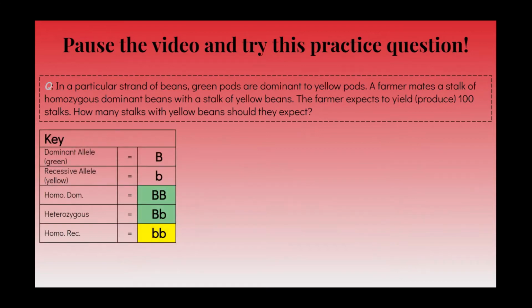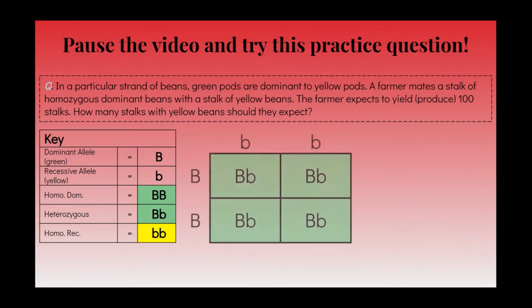You need to make your key per usual. This is what a key would look like if I were making it. I represent my alleles. I represent my genotypes. My homozygous recessive genotype is the only genotype that gives me yellow beans. So when I do my Punnett square, I have a homozygous dominant genotype that represents the green bean. And then I've got my homozygous recessive genotype that represents the stalk of yellow beans.